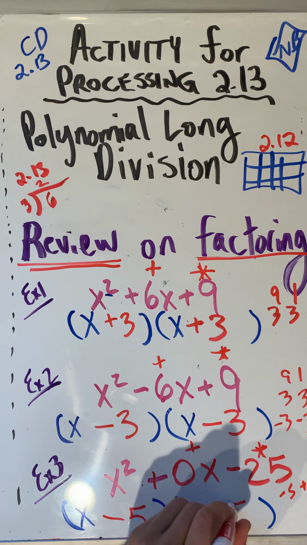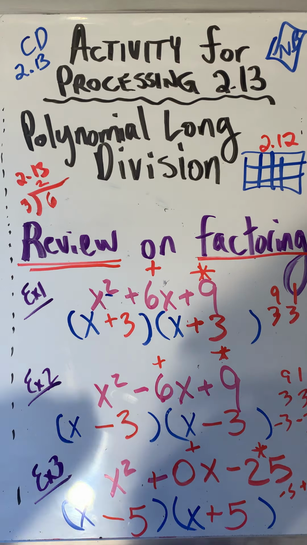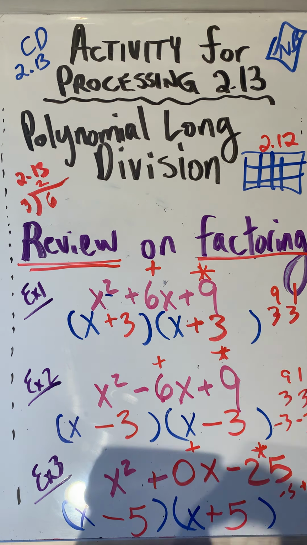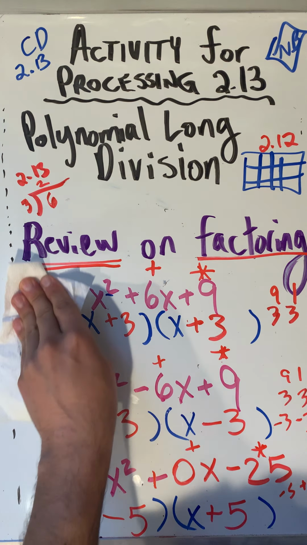And what helps me sometimes is when I get into this box here, is just add it mentally real quick. Okay, negative 5 times 5 is negative 25. Bingo. Negative 5 plus 5 is 0. All right, thank you folks for allowing me to take a moment to review on factoring. Now we can hop into our actual examples for polynomial long division, now that we know this here.